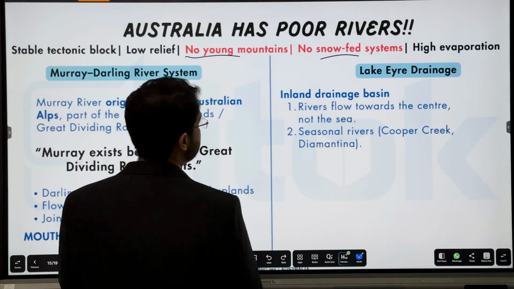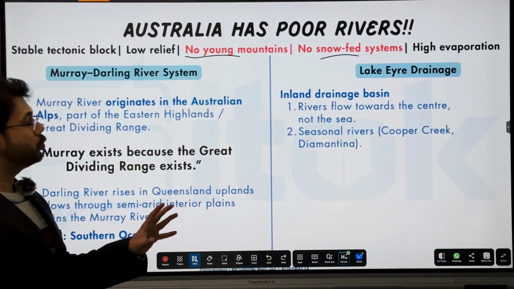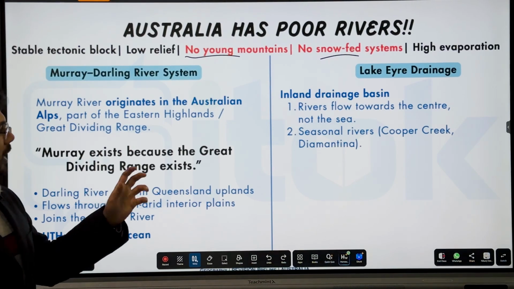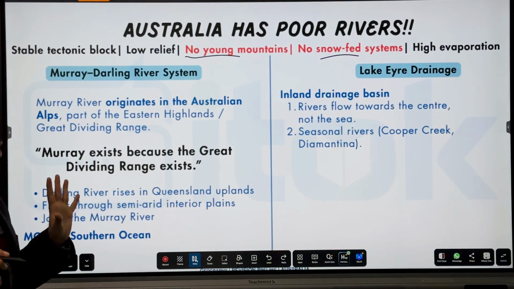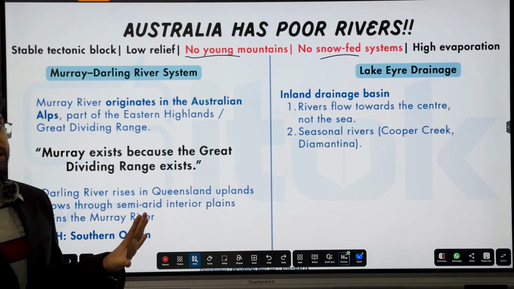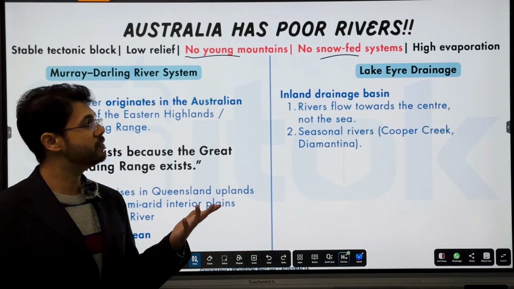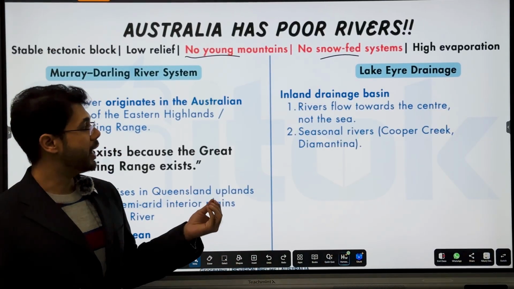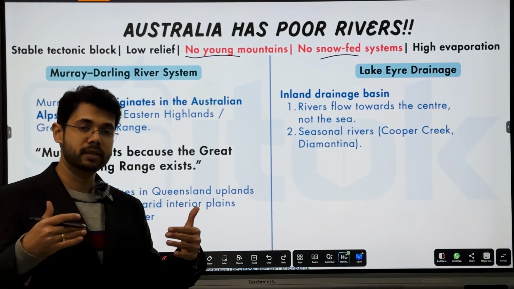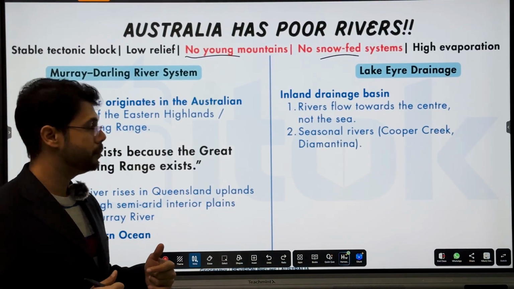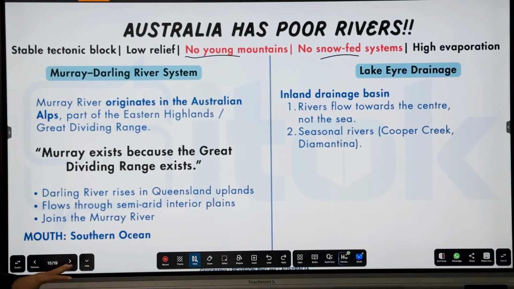Lake Eyre, it is an inland drainage basin. Rivers flow towards the center, not the sea. And there are some seasonal rivers over here. All you need to remember about Lake Eyre drainage is that it is below sea level, number one. Number two, it has very high evaporation, and rivers flow towards Lake Eyre in Australia, not the Murray-Darling. Murray-Darling has its own basin.